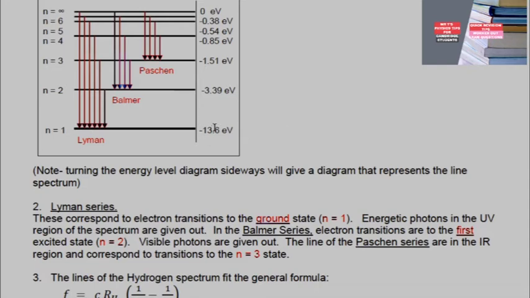These levels are negative and go up to 0, which is the ionization state. So the ionization energy of hydrogen is 13.6 times 1.6 times 10 to the power of minus 19 joules. You need that energy to be supplied to the electron so that it can escape.